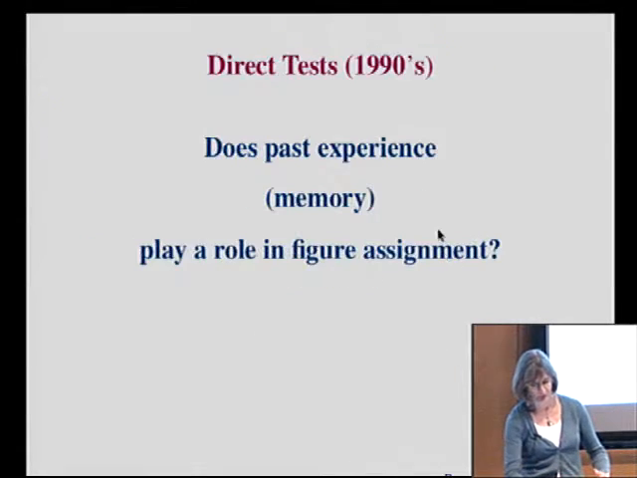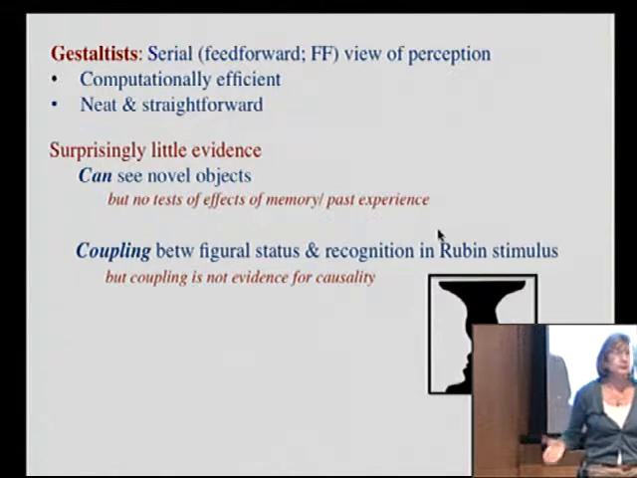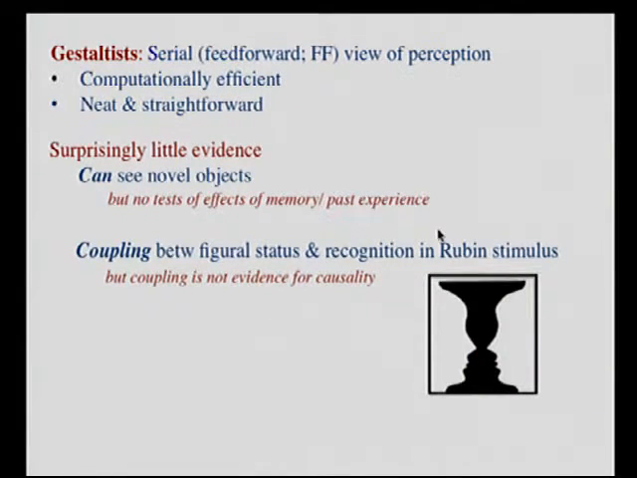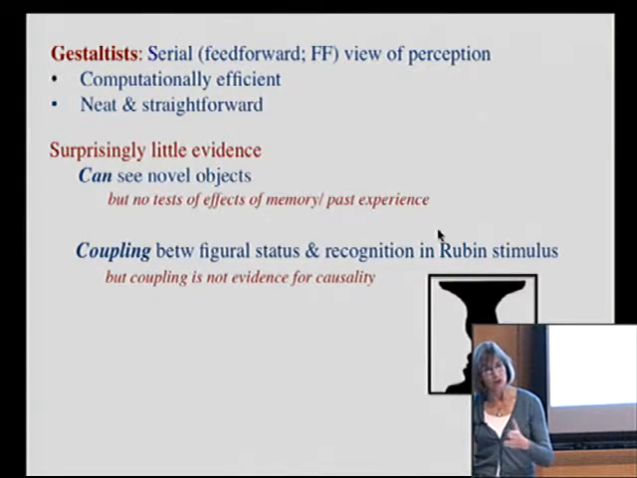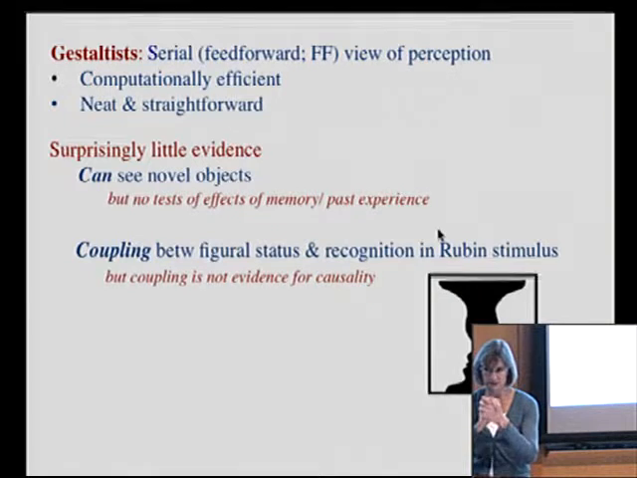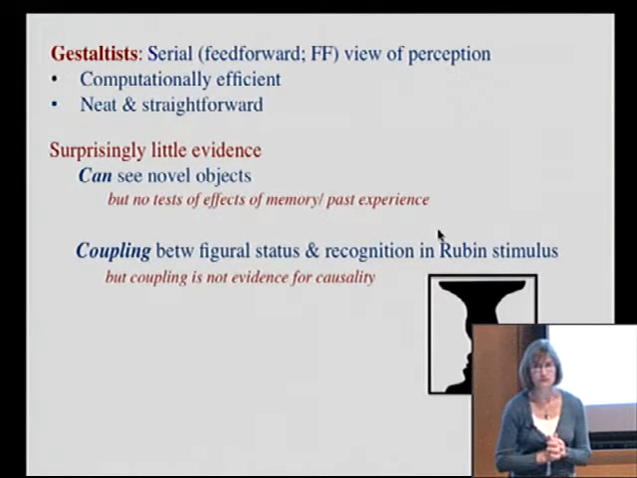But some of you may have heard the problem with this. It's a coupling between two things that are happening simultaneously in your perception. It isn't that you see it reverse and then you see the other interpretation. You see the reversal into the black region as figure, and you recognize the vase simultaneously. So there's a coupling, and that is not evidence for causality.